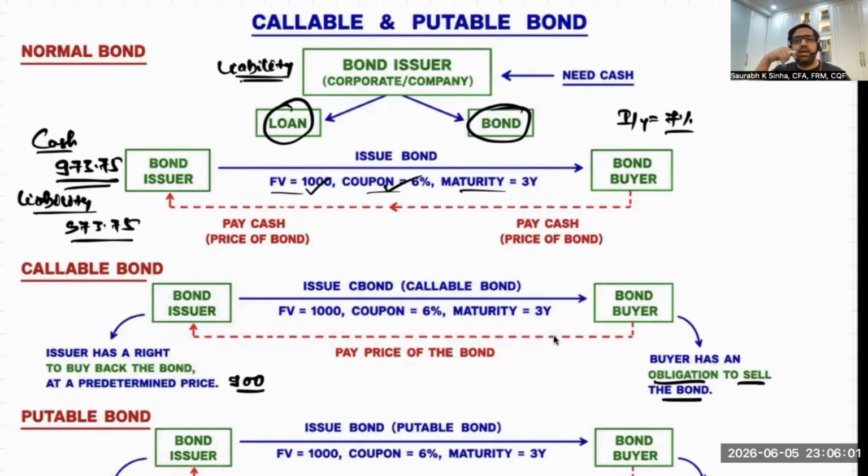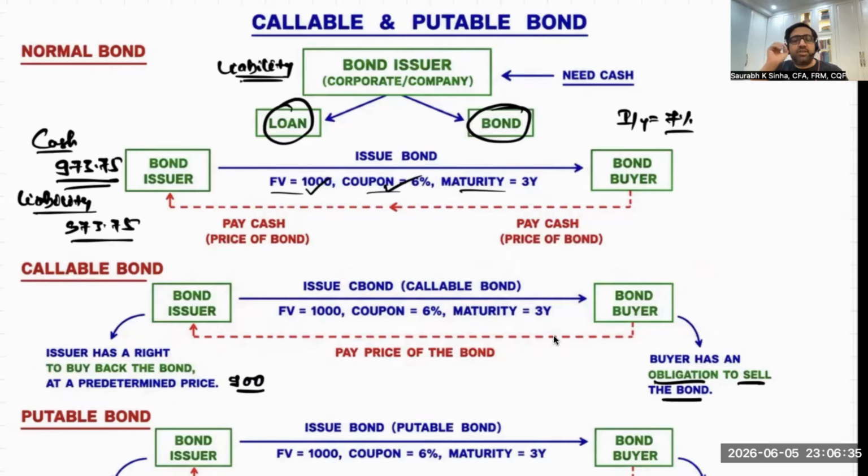Now, as a bond buyer, what did you feel about this bond? Have you got a good feeling or a bad feeling? You're getting an obligation that the bond issuer can come and buy back the bond forcefully whenever they feel like. It's a bad feeling. So the price of the bond is definitely not going to be 973.75. You will perceive it as a bad bond and the price would be lesser than 973.75.